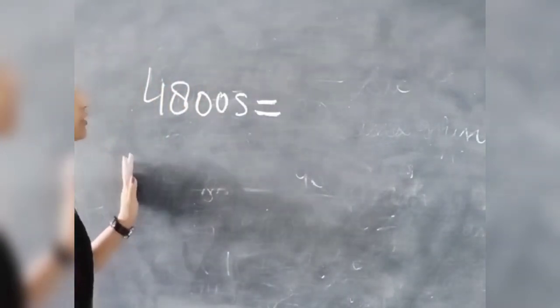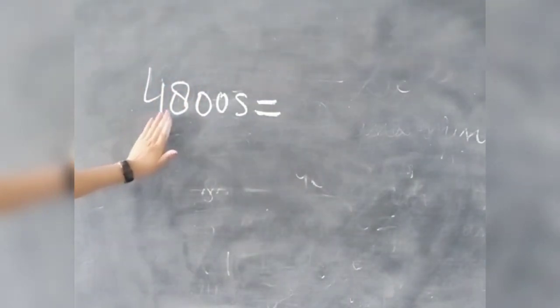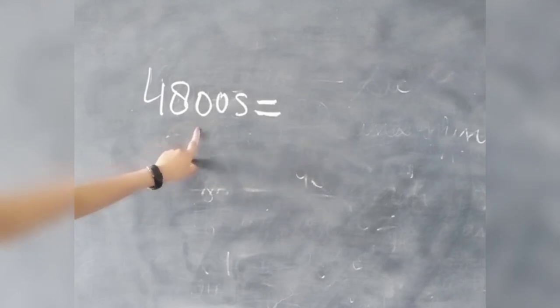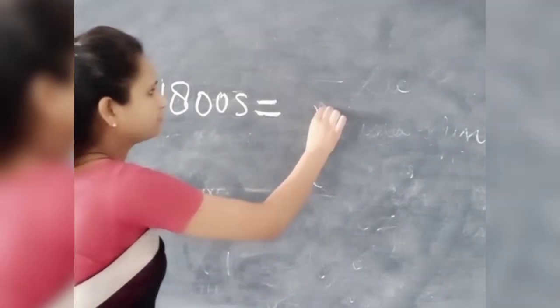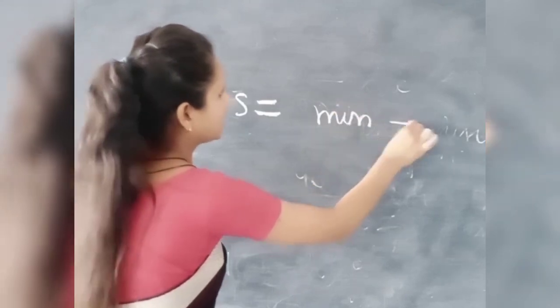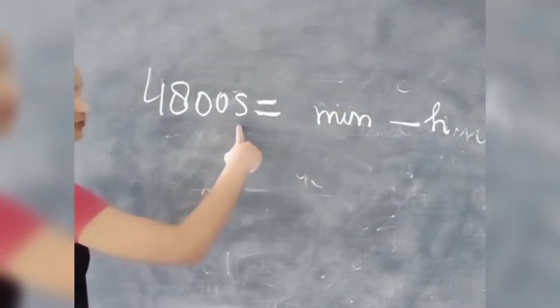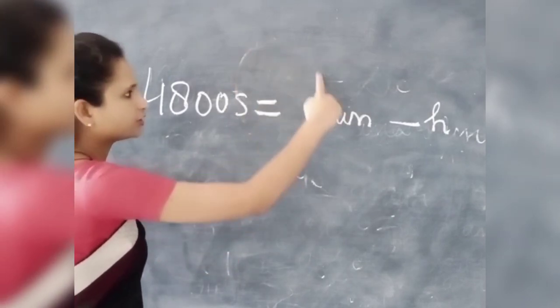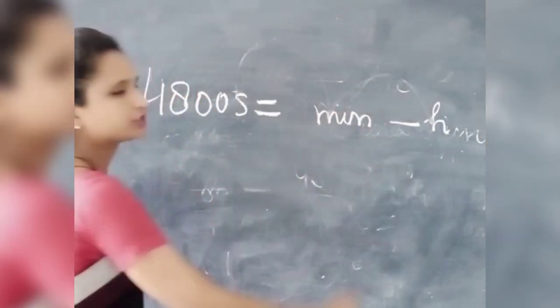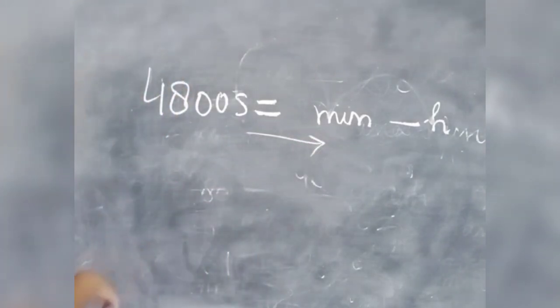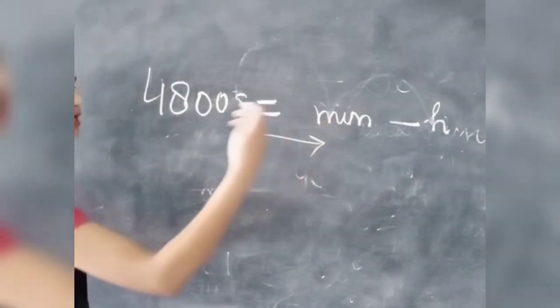For that, first this is 4800 seconds. Now first we have to convert it into minutes, and then we have to convert it into hours. First seconds will be converted to minutes, then to hours. We'll move in ascending order: seconds to minutes and then hours.